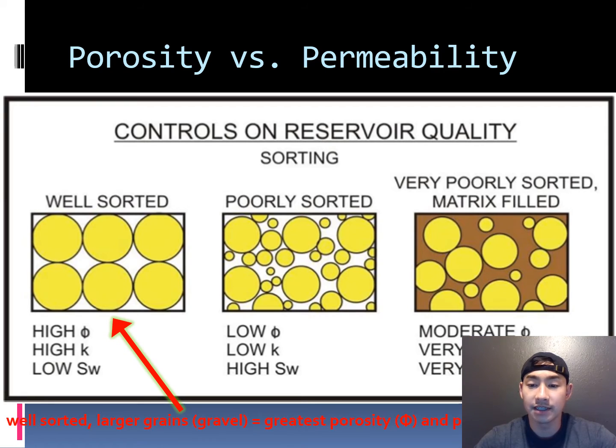If we take the void spaces and fill them in with a matrix material such as fine silt or clay, we essentially create nearly an impervious layer. So we would have very low permeability and the porosity would also be fairly low as well.